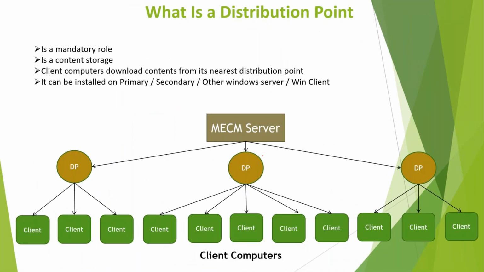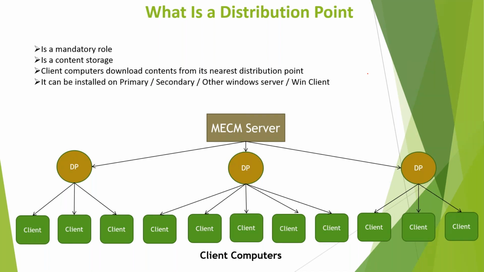Now the second thing is distribution point. Distribution point is the content storage, the file storage. Where the files are present, the machines will download the files. Suppose Google Drive. Google Drive is what? It's a file storage, right? You can download files from it.